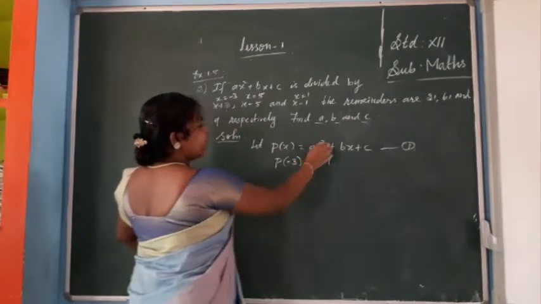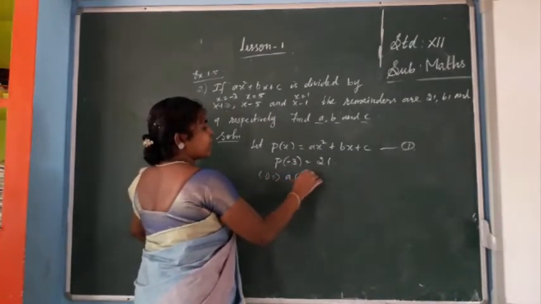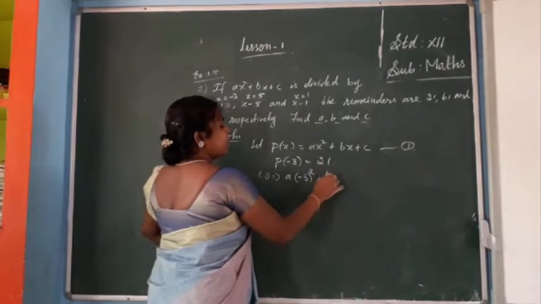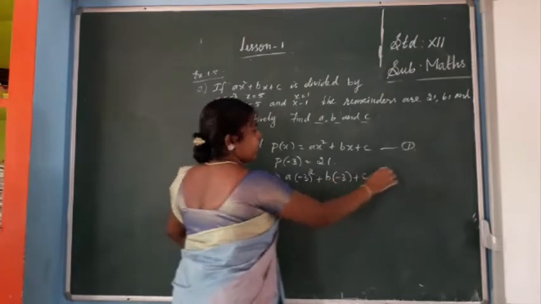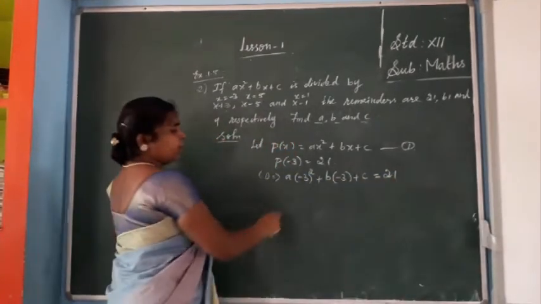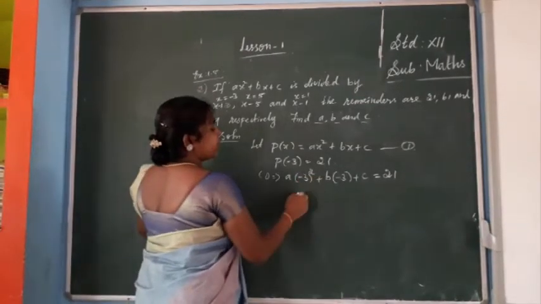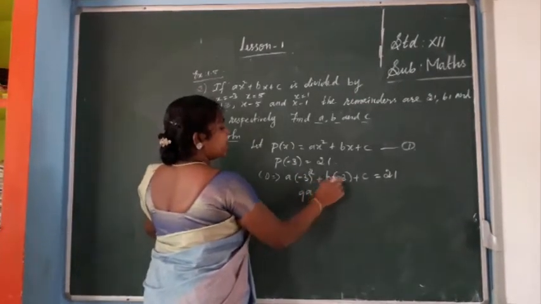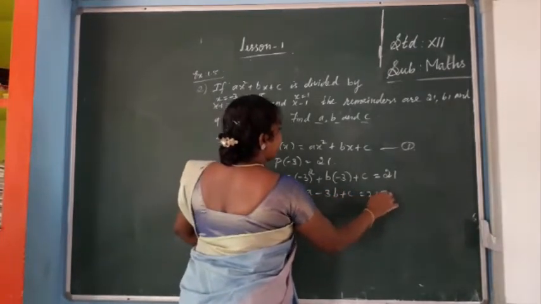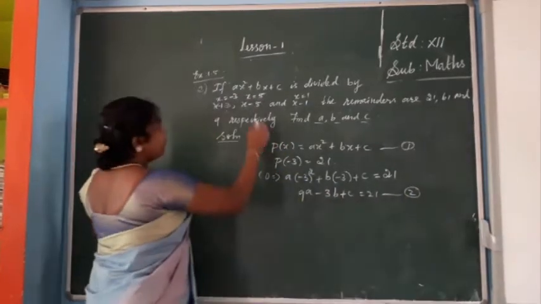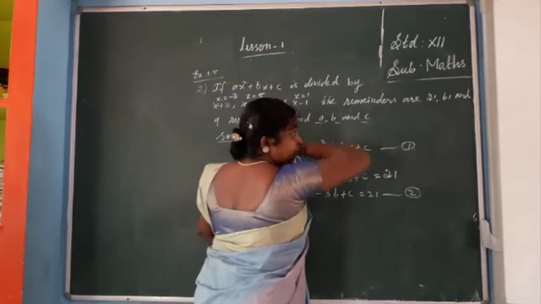Then can we substitute in place of x in ax square plus bx plus c? So a into minus 3 the whole square plus b into minus 3 plus c equal to 21. Next, minus 3 the whole square: minus into minus is plus, 3 into 3 is 9. So 9a plus, minus into plus is minus, so minus 3b plus c equal to 21. This is equation 2.